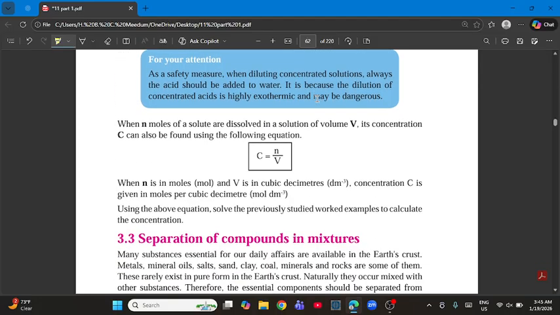When n moles of solute are dissolved in a solution of volume V, its concentration can also be found using the following equation. C, concentration, equals n over V.